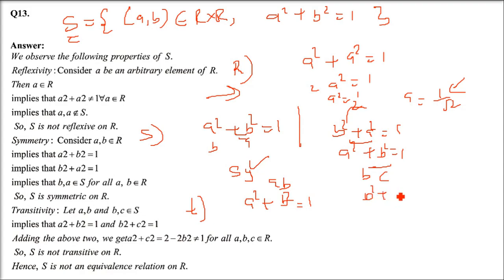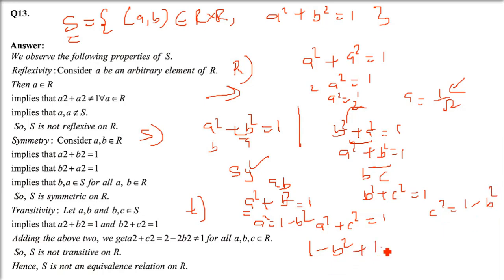Now coming to transitive, A, B, B, C I am taking. A square plus B square equals 1, B square plus C square equals 1. How about A square plus C square equals 1? This is what we need. Is it possible? A square is what? 1 minus B square from here. I am just putting A square as 1 minus B square. And C square is 1 minus B square. So this is 1 minus B square plus 1 minus B square, equal to 1. Now, is this a valid equation?